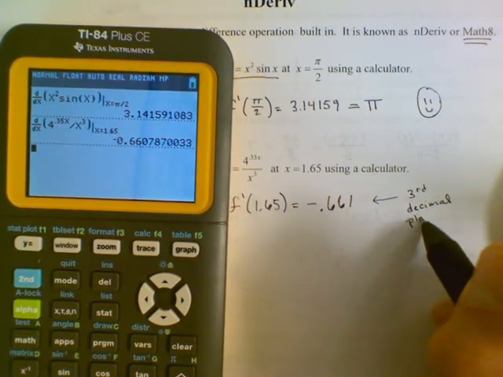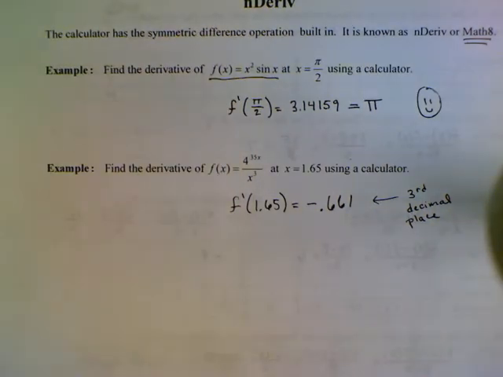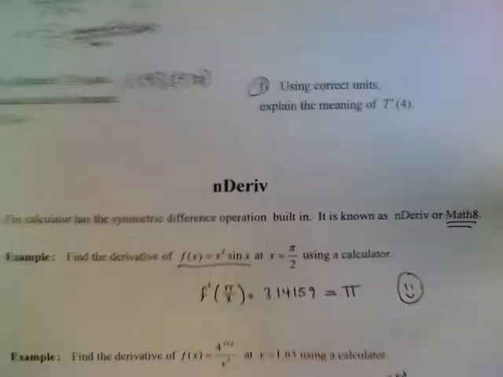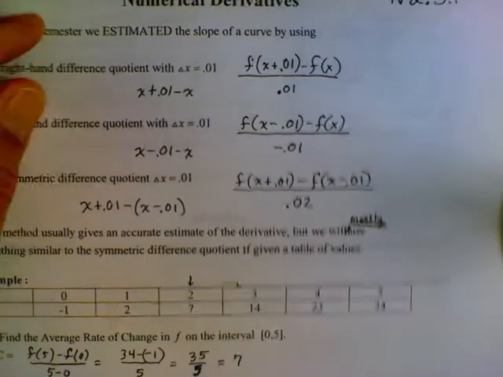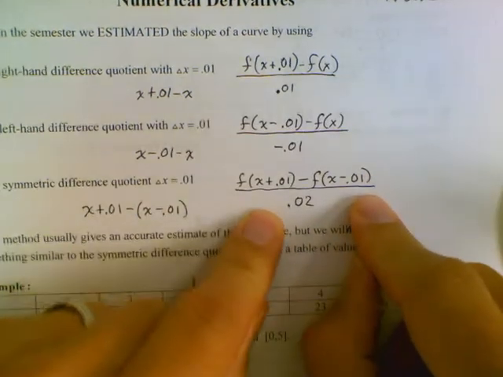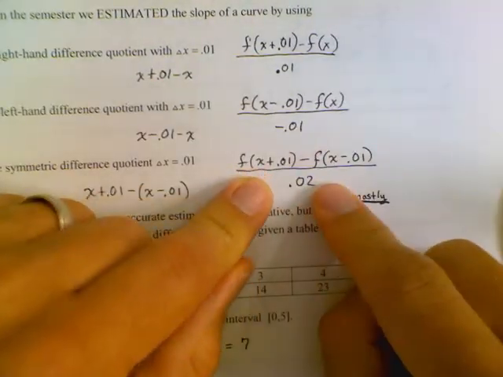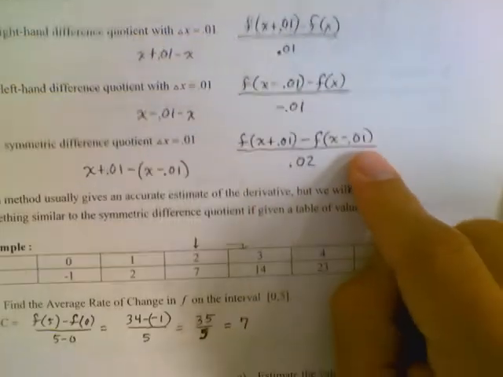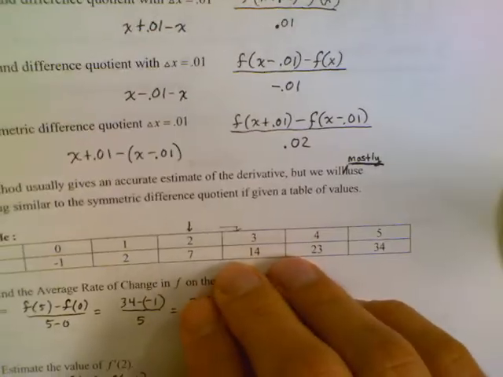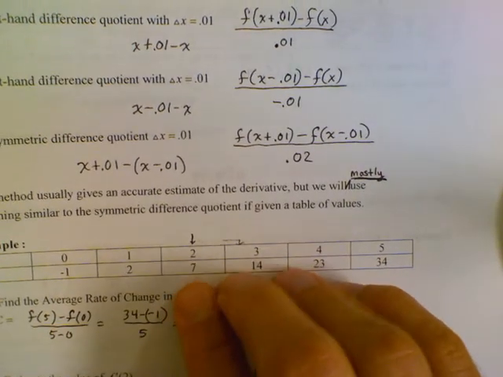All right, so that's all for this video. I showed you a little bit on how to use tables and also how to use the Math 8 function in your calculator. We talked about how we can use the symmetric difference quotient in order to estimate derivatives when we're given a table of something like f of x.